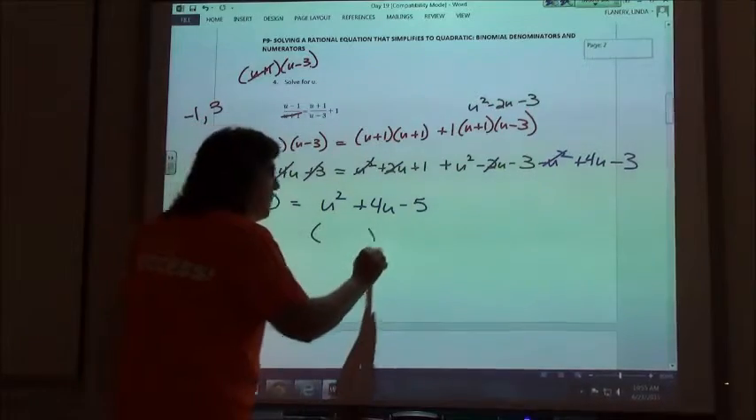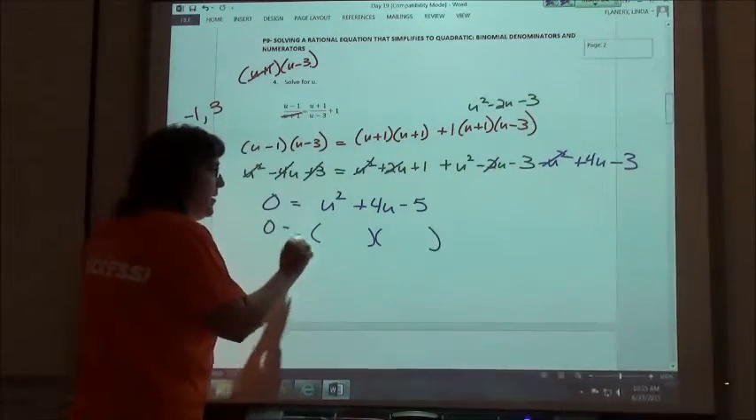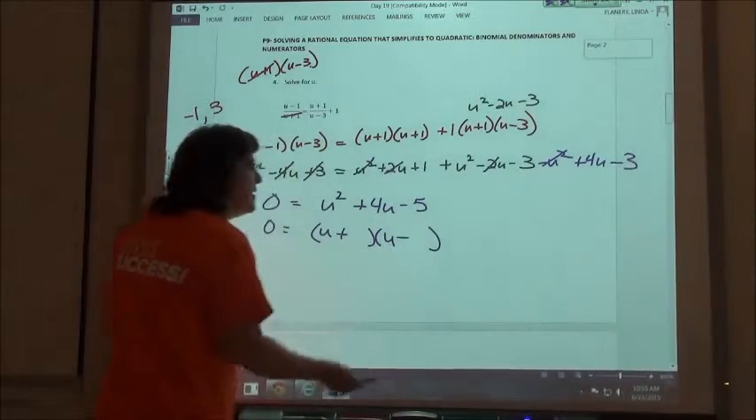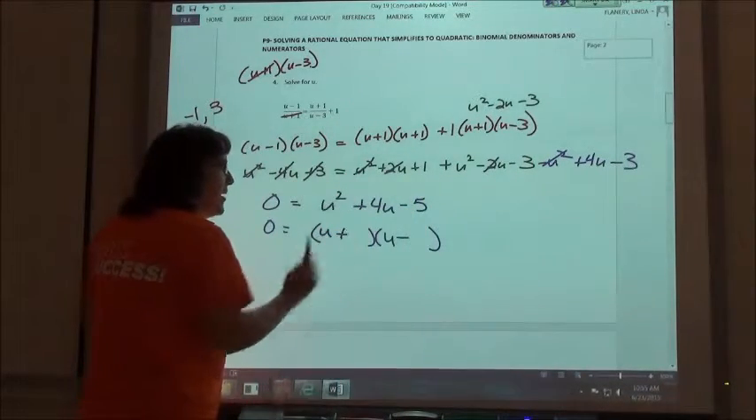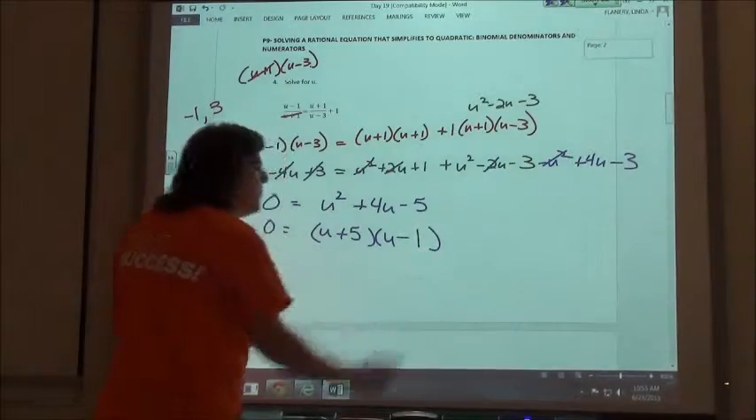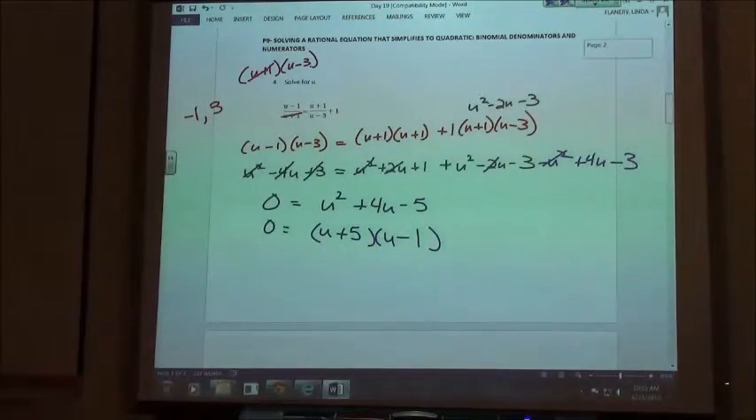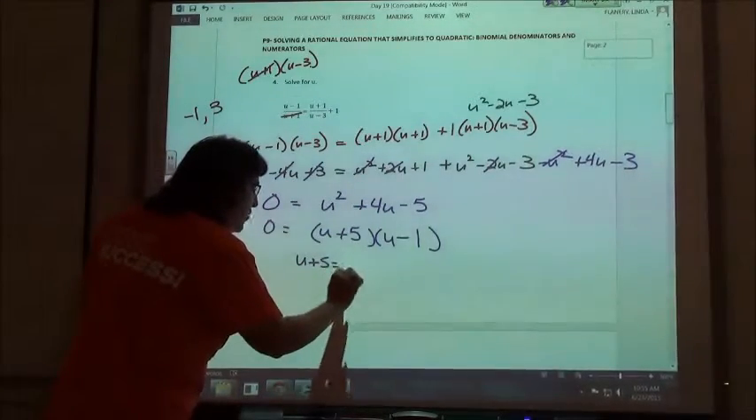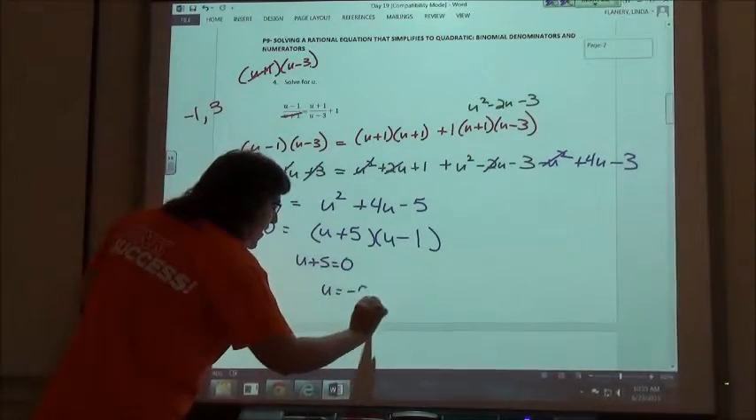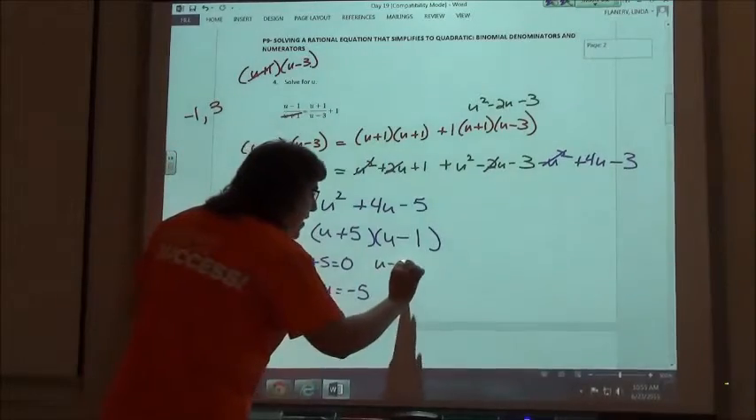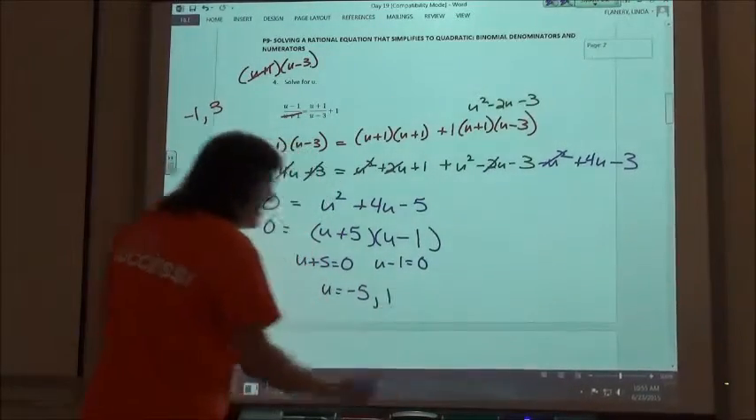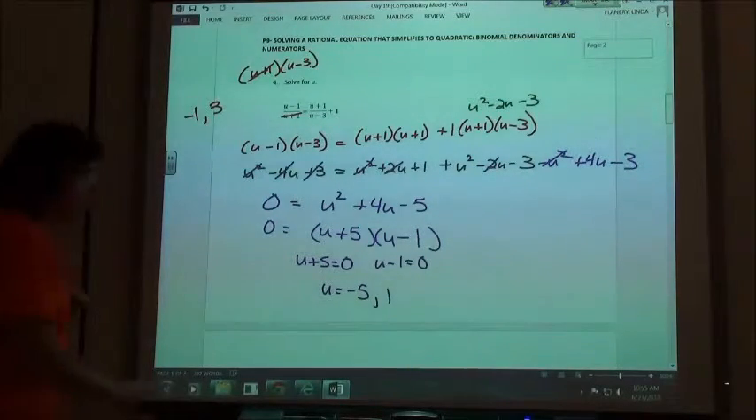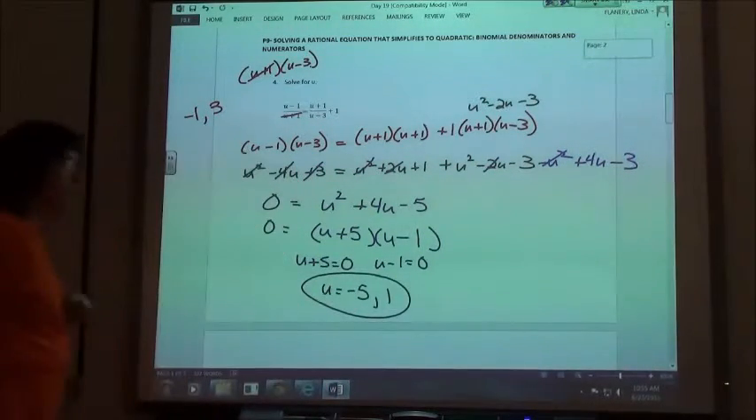Again, I have to solve by factoring. So u and u, since the end is negative, a plus and a minus. Factors of 5, I want a +4, so I'd have to have a +5 and a -1. So if u plus 5 equals 0, I'm going to get a -5 answer. And if u minus 1 equals 0, I get a +1 answer. Checking my restrictions, I didn't get either of those. So both of those should be solutions.